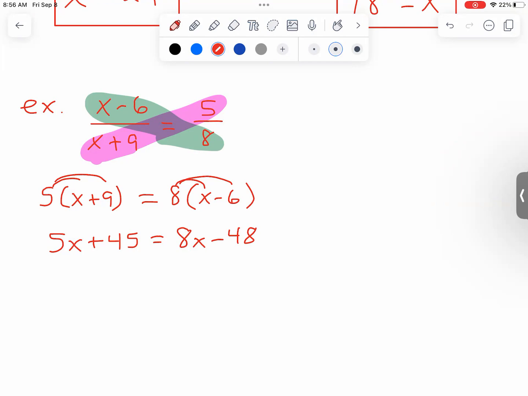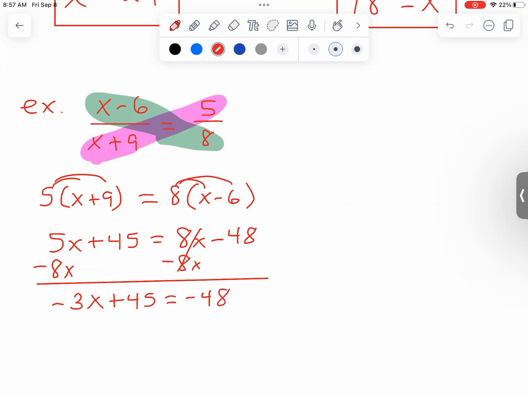All right, so to do this, there's no squared term, right? So let's get our x's on one side. So I'll subtract 8x from both sides. And 5x minus 8x is negative 3x plus 45 is equal to negative 48.